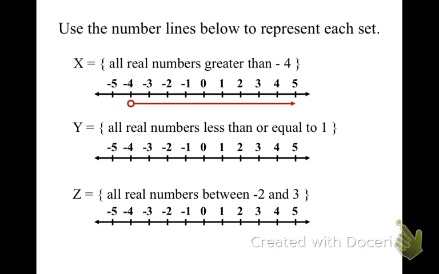All right, so now we're doing all real numbers less than or equal to 1. So I start at the 1. Because it's less than or equal to, I'm making a solid dot, and I'm moving in the direction that they are less than.